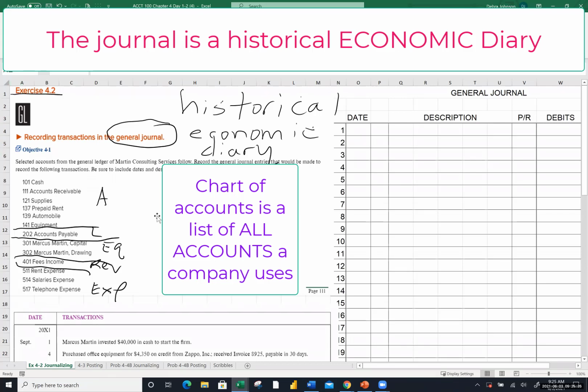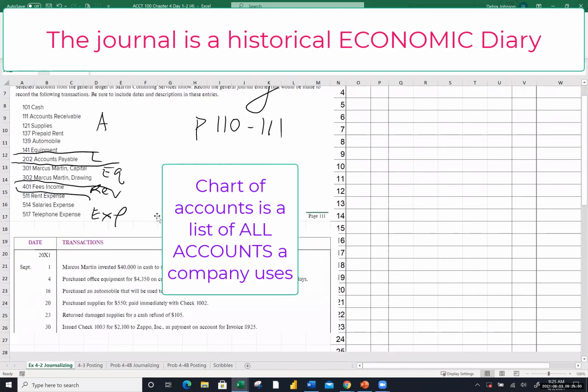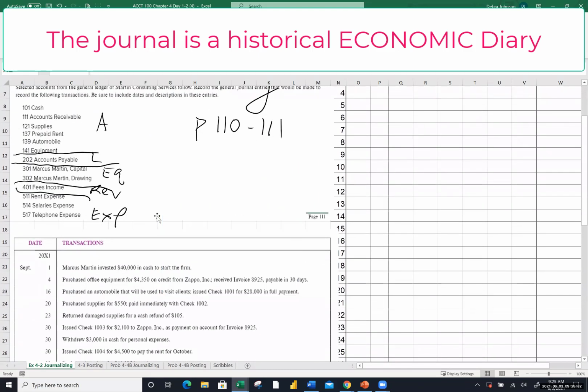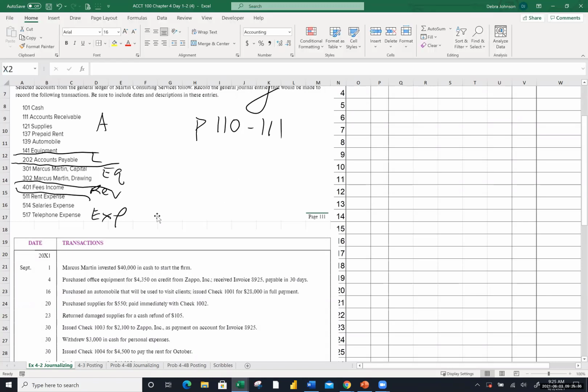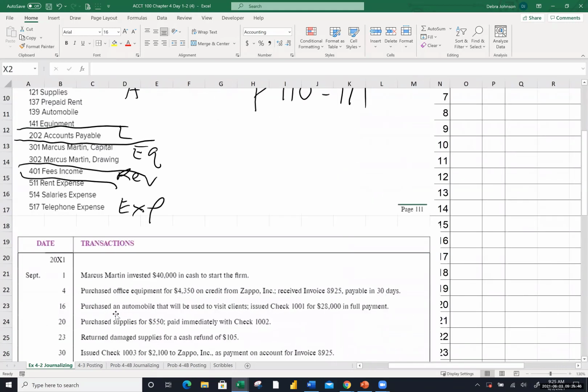So what I've done on all of these exercises is I've gone in and I've clipped or copied the exercise onto an Excel document so that I can demonstrate it to you during class. So September 1st, I'm going to make this a little bit bigger. It says Marcus Martin invested $40,000 in cash to start the firm.